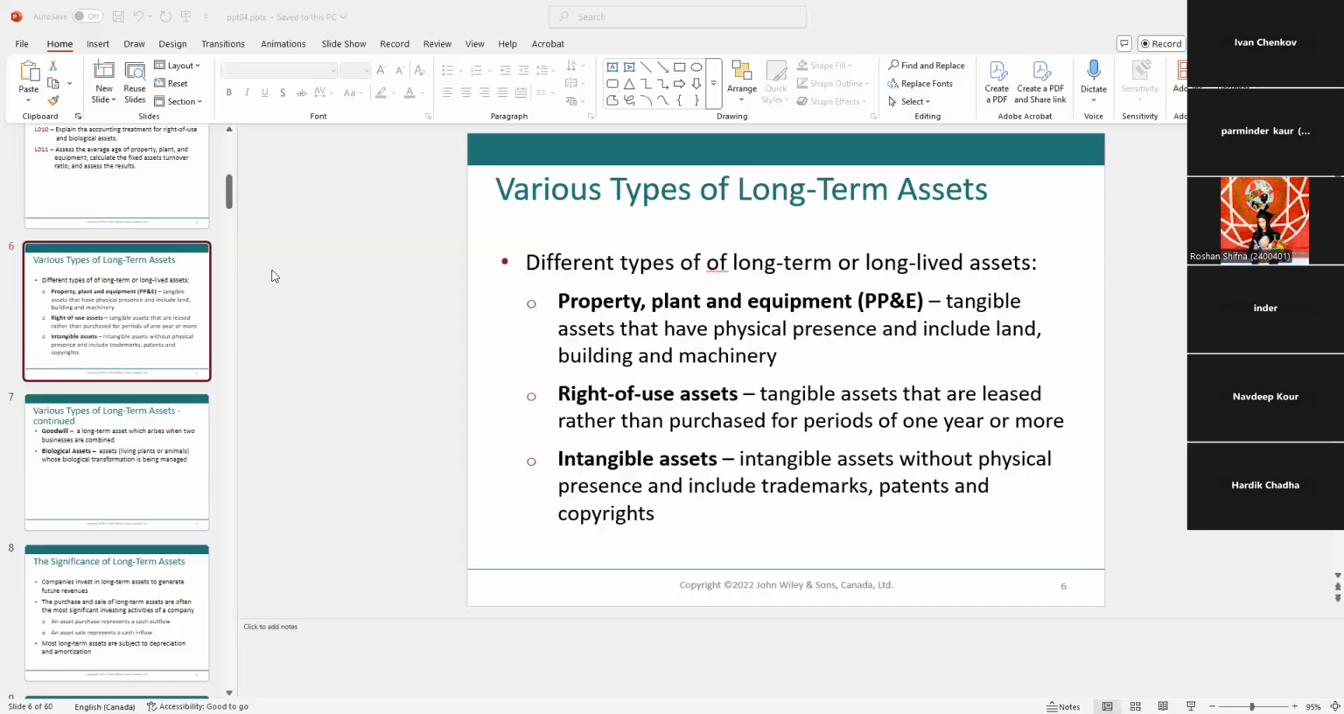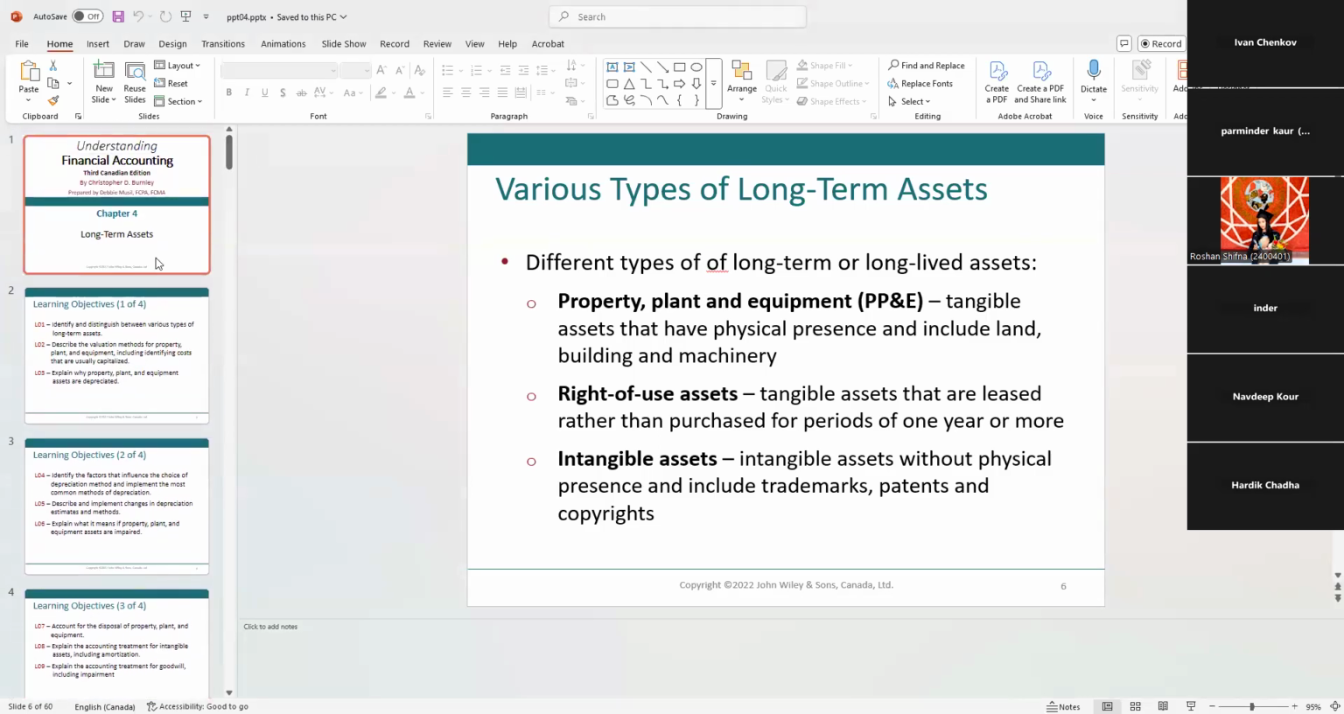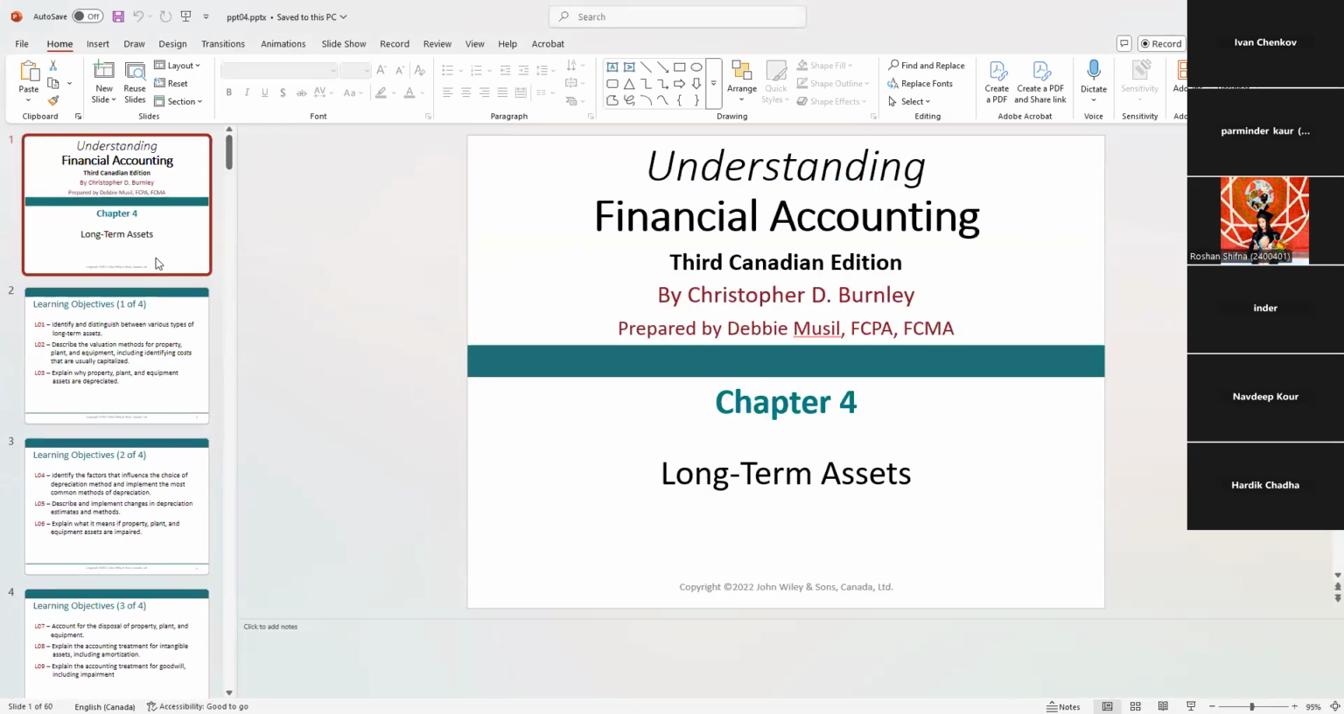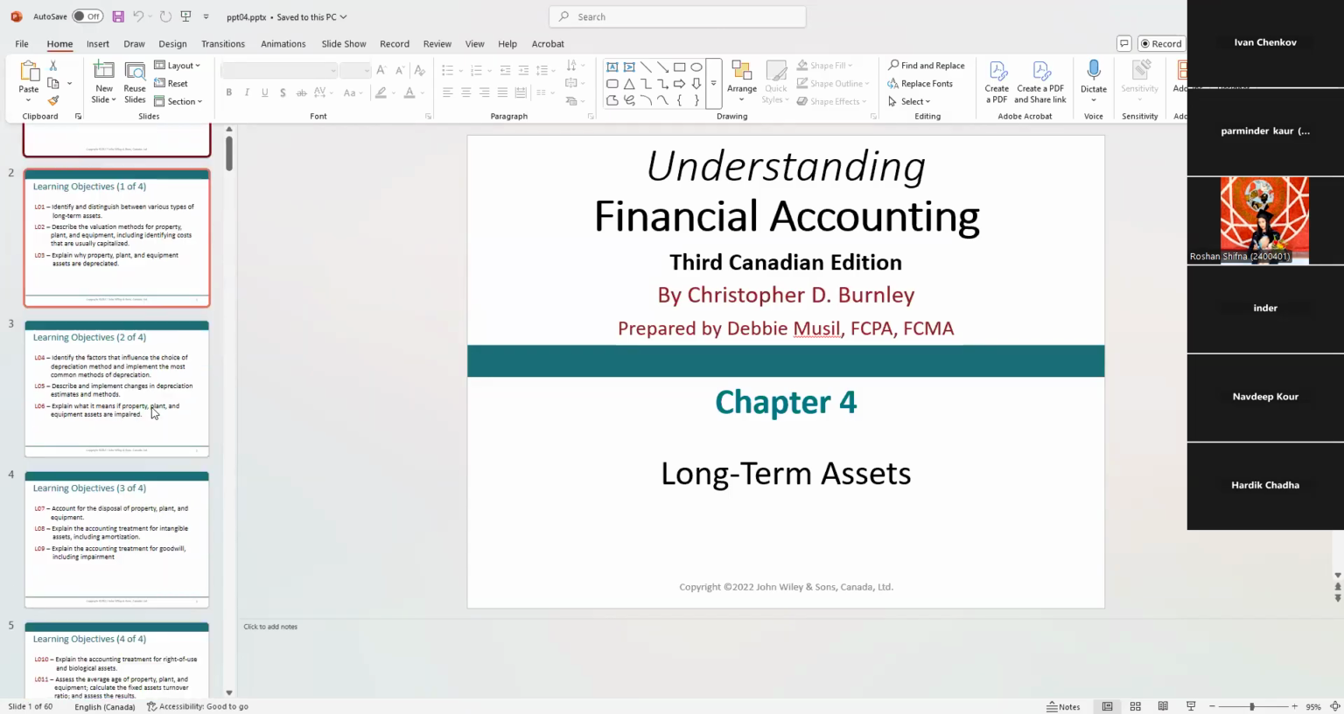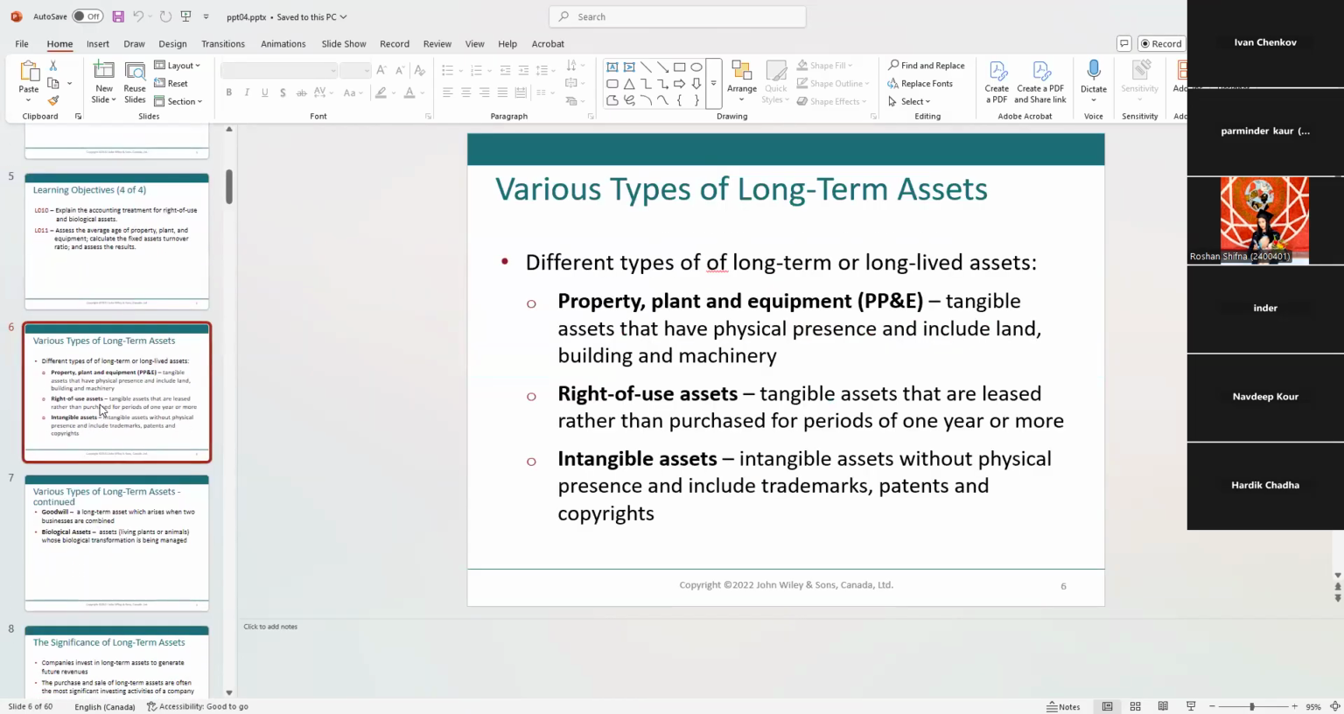In chapter 4, we're gonna explore only one part of the statement of financial position, and that will be the long-term assets only. Why the long-term assets? Because those are the ones we're gonna use to generate revenue in the company. We have different types.